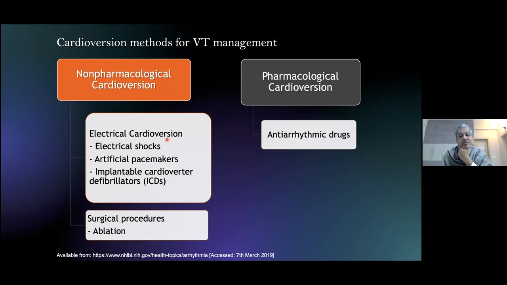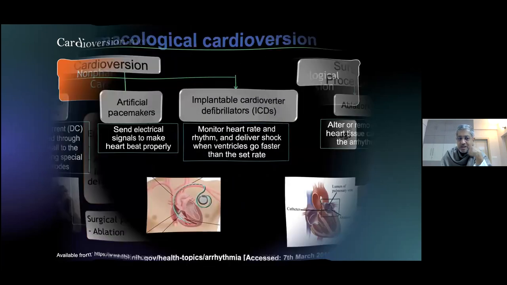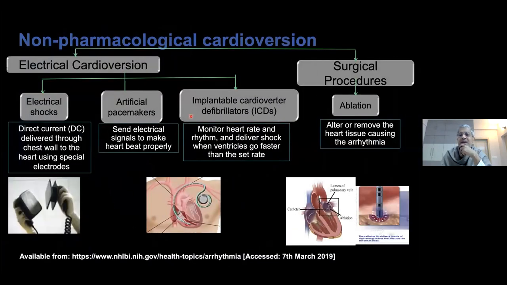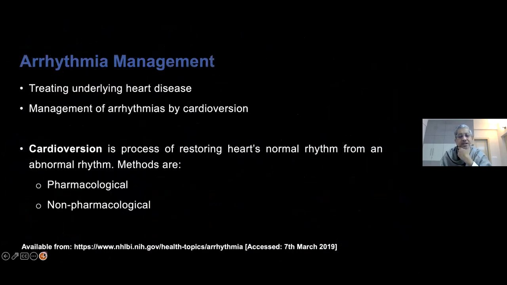And non-pharmacologically, the most important thing is the electrical shock. If there is myocardial stunning, you give an artificial pacemaker. If the patient survives in the long term and is an appropriate candidate, we give them an intracardiac defibrillator. Surgical ablation is definitely the new concept for atrial fibrillation, but for ventricular tachycardias and others, it has still not picked up in the last few decades. So these, in a nutshell, are the treatments available for arrhythmia.